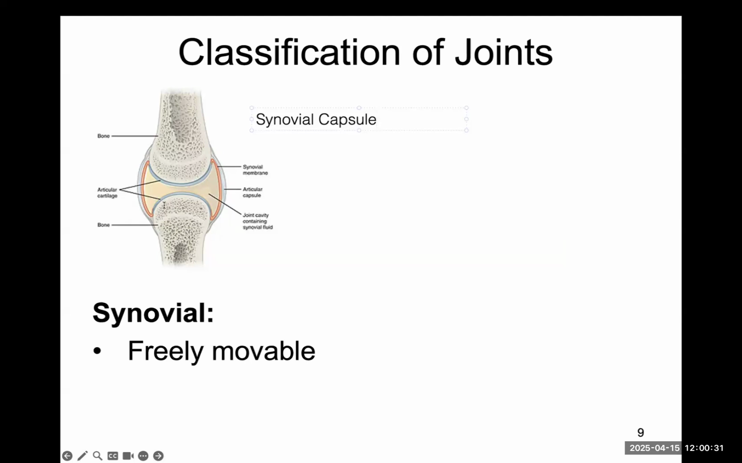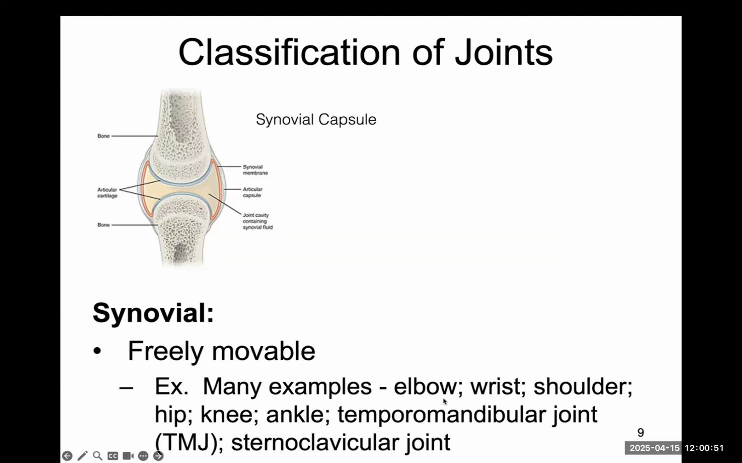For example, many examples in your body would be your knee joint, your wrist joint, and even your clavicle and sternum have a synovial joint. Many examples are elbow, wrist, shoulder, hip, knee, and ankle. TMJ is the temporomandibular joint, and the sternoclavicular joint is between your clavicle and your sternum, so you have a small synovial joint there as well. So these are freely movable. Some of you don't think of these as synovial joints, but actually they are.